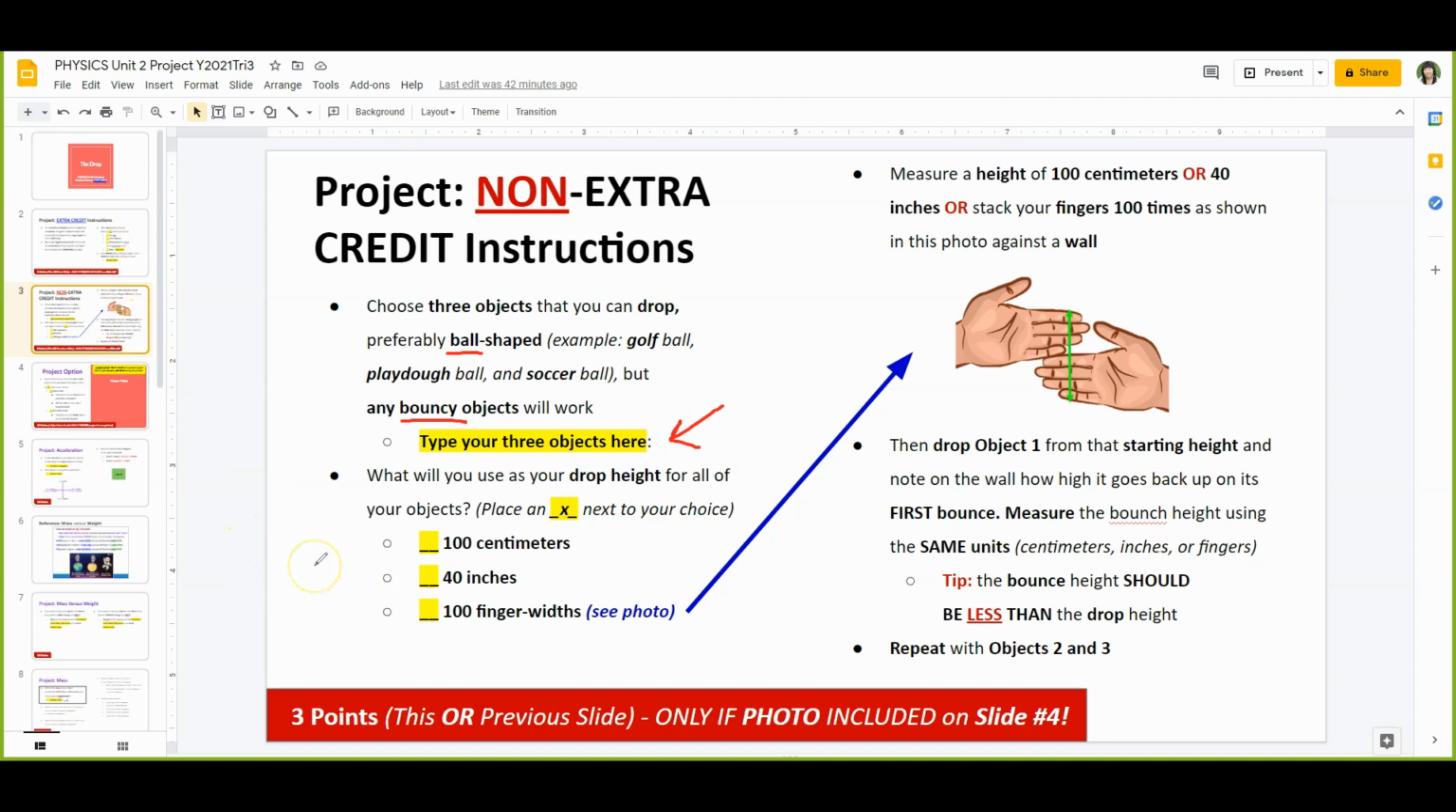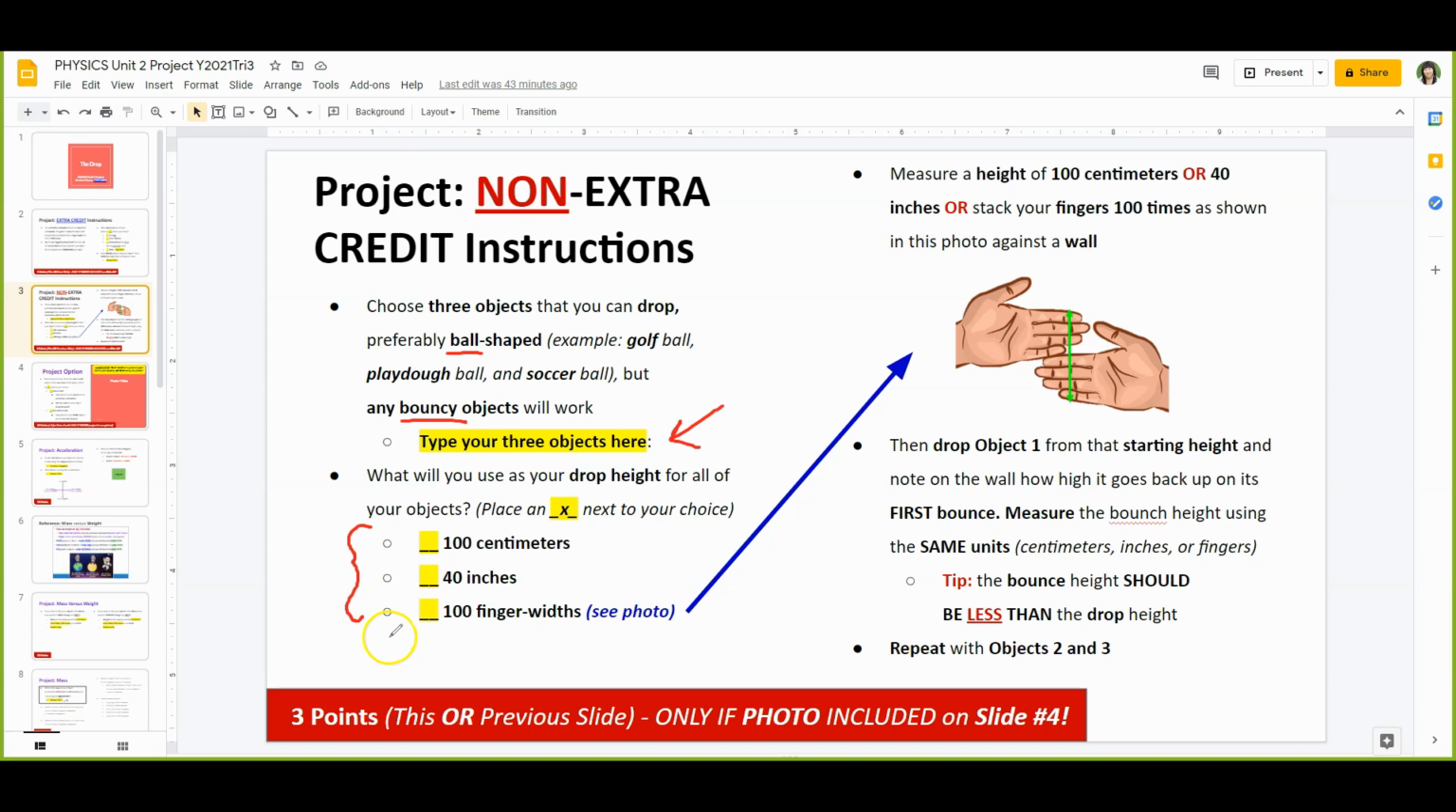If for some reason you really have some restriction though, please communicate with your teachers. What will you use as your drop height for all of your objects? So you need to choose one of these, right? So you can either choose to drop them from 100 centimeters high, assuming you have a measuring tool that measures centimeters, or that's about 40 inches, so you can also do 40 inches high.